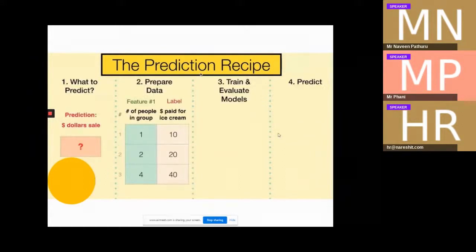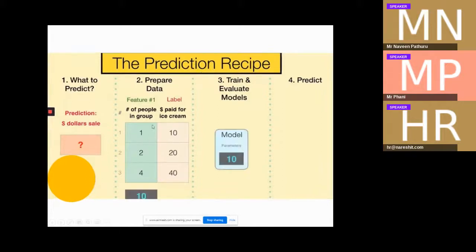Now let's go a little bit deeper. Well, here is what it is. We want to predict something. Based on the number of customers who are coming in, we want to make a prediction. That is the first step. The second step is we are calling some of them features, some of them labels. This becomes our data. We're collecting the data. You go to an ice cream shop, you collect this data.